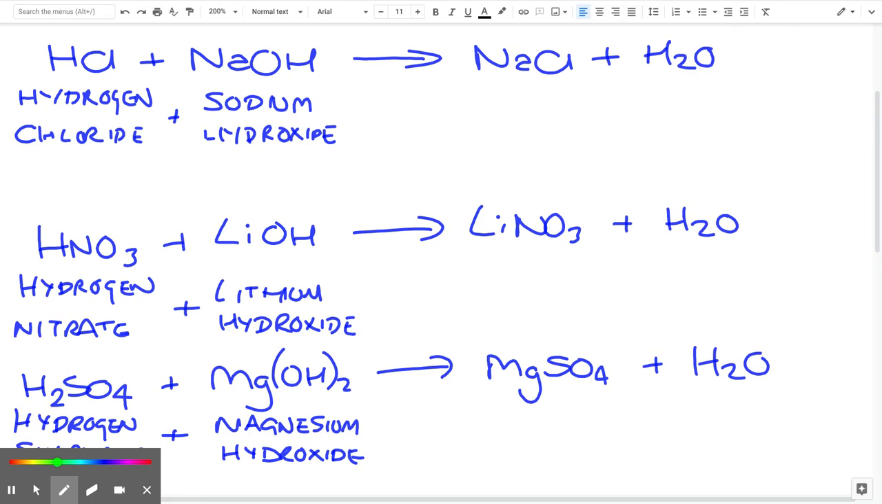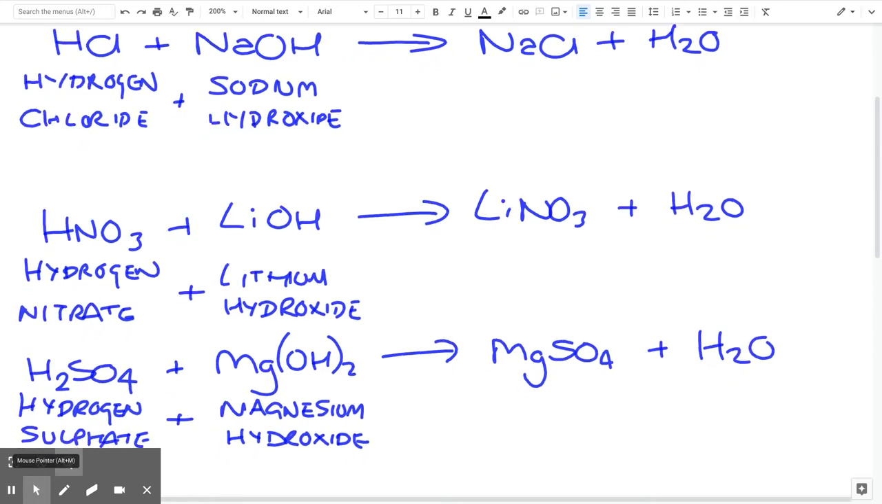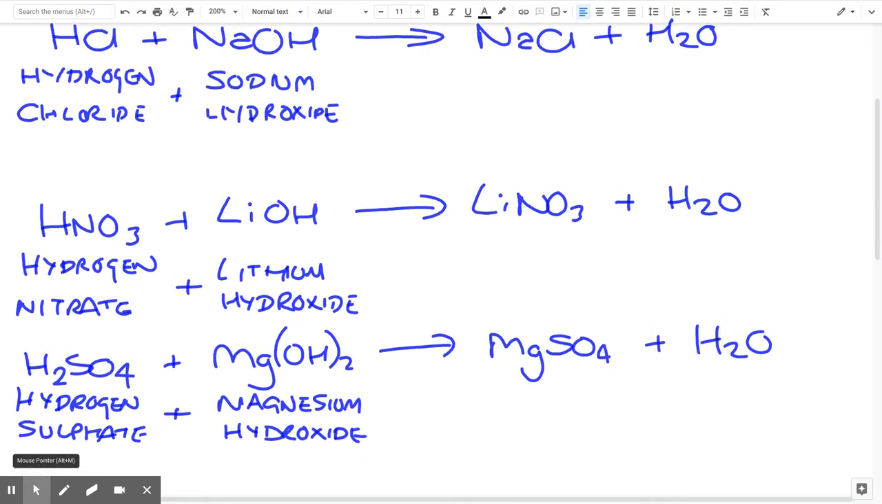Okay, so here we've got three general examples of acid plus alkali reactions. We've got three different acids with three different alkalis, and we have hydrogen chloride, hydrochloric acid, hydrogen nitrate, which is nitric acid, and hydrogen sulfate, which is sulfuric acid, down at the bottom there. And what we can see is that in each of these cases, we have a hydrogen, i.e. what we've already discussed, is how we define an acid.